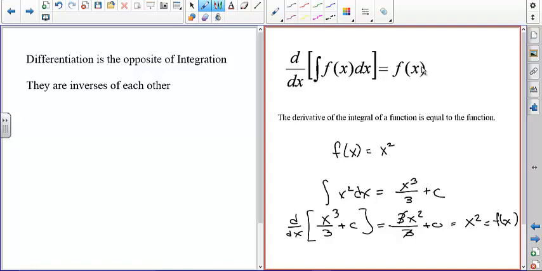It's like if you take the natural log of e to the x, that's equal to x, and if you take e to the natural log of x, that's x. That's the property of inverse functions: f of g of x equals x and g of f of x equals x. We're not talking about composite functions here, but we are talking about doing one and then doing the other, and you end up back where you started.